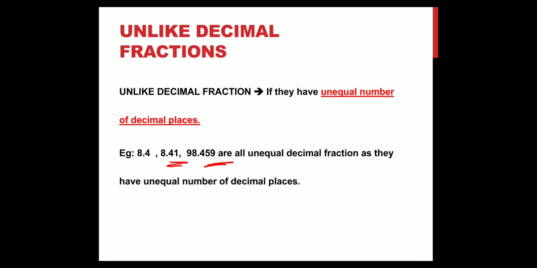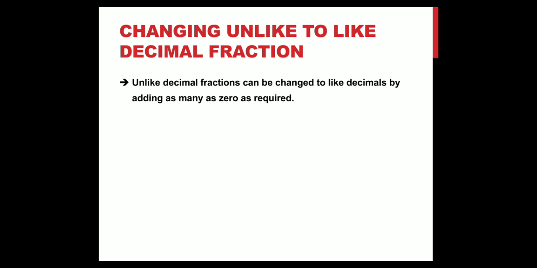Yes. Now if it is unlike decimal fraction, it doesn't look good, right? So how to convert this unlike decimal fraction to like decimal fraction? You have this doubt, right? Yes, there is a solution. How to change unlike to like decimal fraction? Just very simple. Just find out the maximum decimal places and bring the other decimal numbers to the same by inserting 0. Have you understood? No problem. Let me explain with an example.